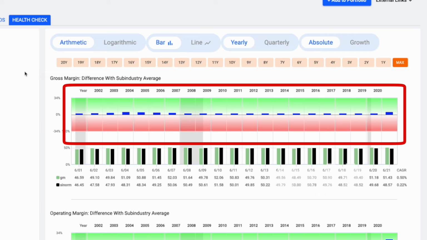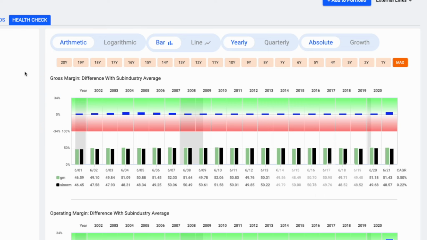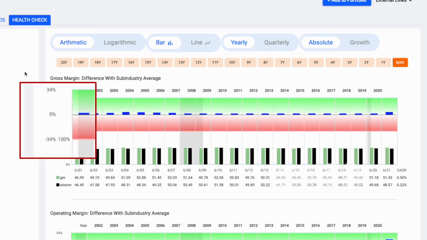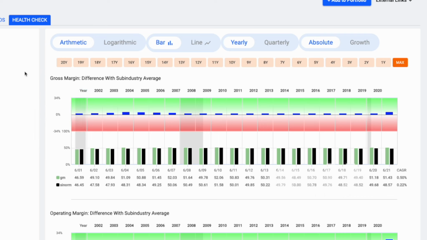It represents the percent difference between the selected metric and the sub-industry average. The range of the health check is 34% above and 34% below the average, roughly representing 1 standard deviation. The green area represents when the company has performed better than the sub-industry average, and the red area represents being worse than the sub-industry average. In short, the longer the bar is, the better or worse the company has performed compared to the average, while the smaller bars show the company performed close to the average.